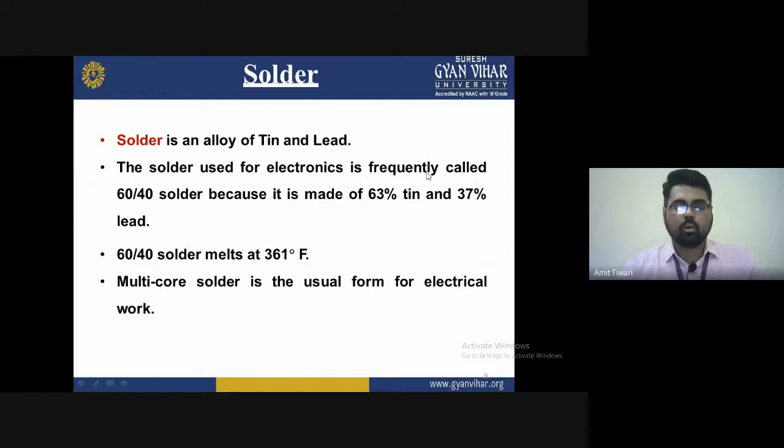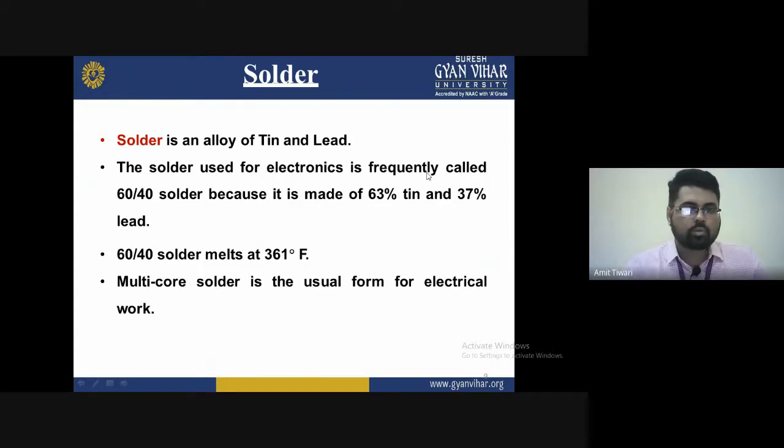So solders are generally used for electronic items, basically for joining computer hardware chips, television, and circuits. Such types of electronic items will be joined with the help of solder. And it is because it is made up of 63% of tin and 37% of lead. 60/40 solder melts at 361 degrees Fahrenheit easily, at a low temperature.